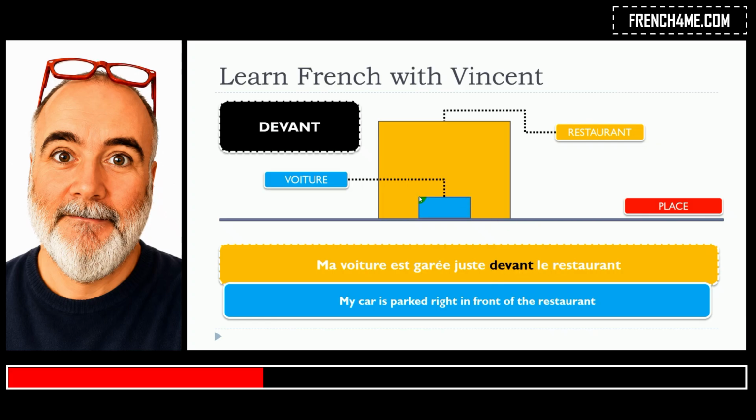And in that case, you really want to indicate where it is parked. So clearly it's connected to the place and not to the time. There is no timeline. There is no concept about time in that case. It's only related to the place. Ma voiture est garée juste devant le restaurant.